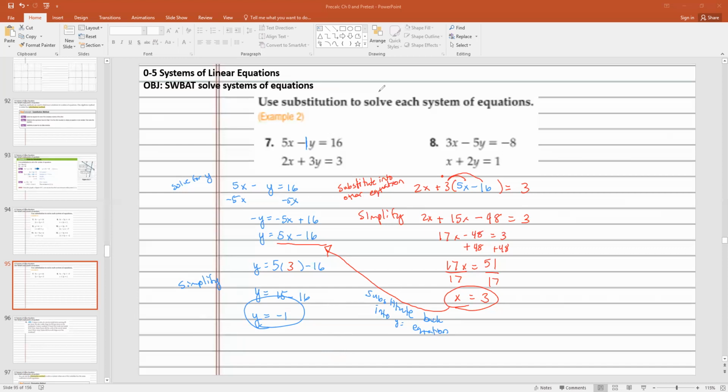All right, and then the last step is to put them as a point. So 3, comma, -1. Always x and then y. And that's it. That's our answer. That's where the two lines intersect. That's it.